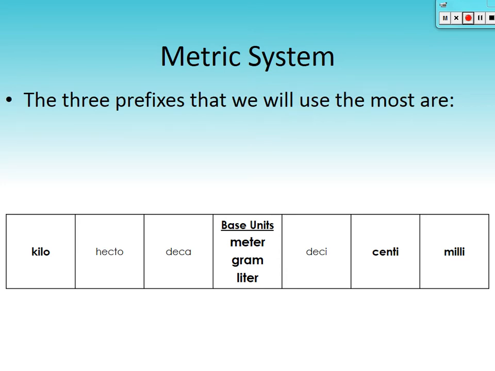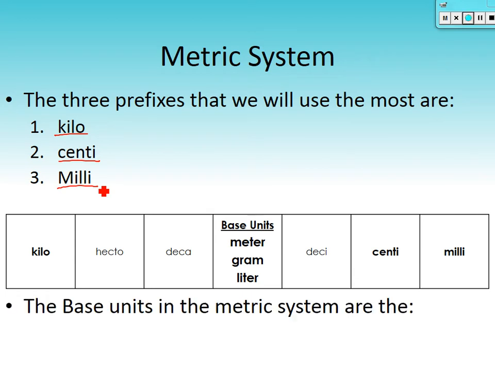So the three prefixes that we will use the most in the metric system are kilo, centi, and milli. These are the three that we really have to know. We're going to be using these prefixes the most. So kilo, centi, and milli.